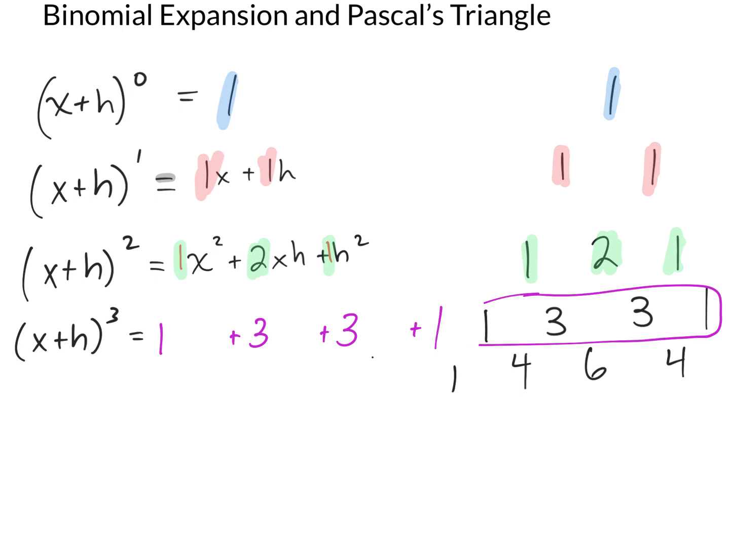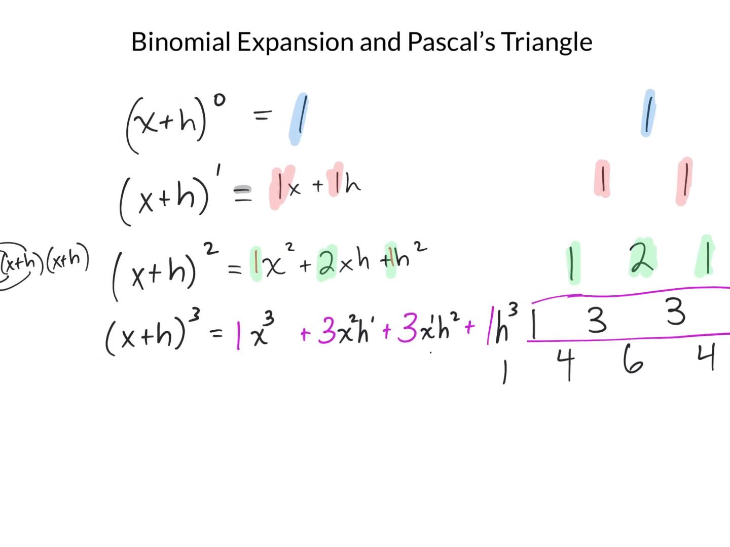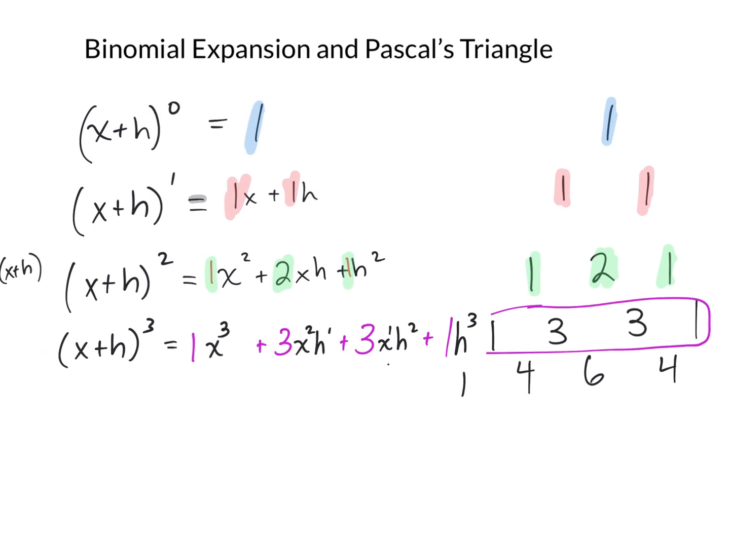Well, we have a third degree polynomial. So we know that the first variable is going to be x to the third, and the last variable, h to the third. Now, as we move, the x's will descend, right? X squared, x to the first. And as we move left to right, the h's will ascend. So we have h to the first and h to the second. So we can see here, just with Pascal's triangle, expanding a binomial is doable in a much faster way.